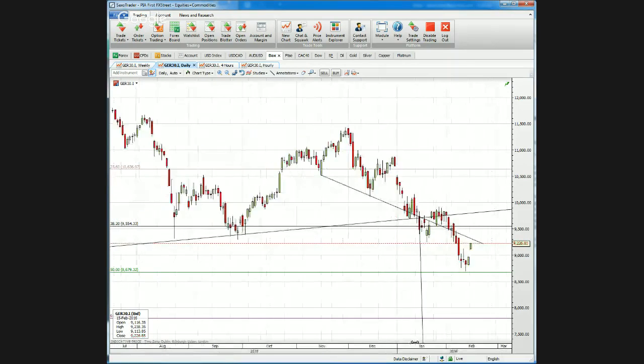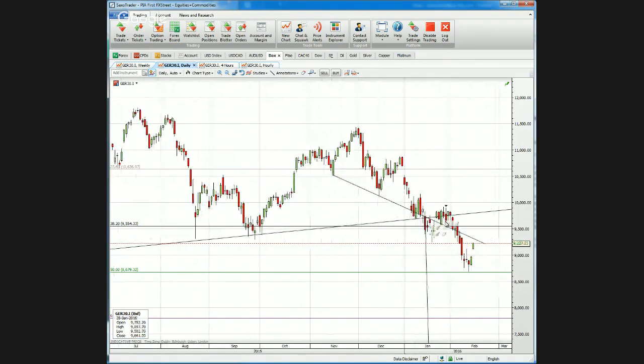So this break of the trend line here was negative. Prices dipped lower, came back, found resistance and selling just below the 10,000 level. And further selling pressure has seen this move to 8,687.